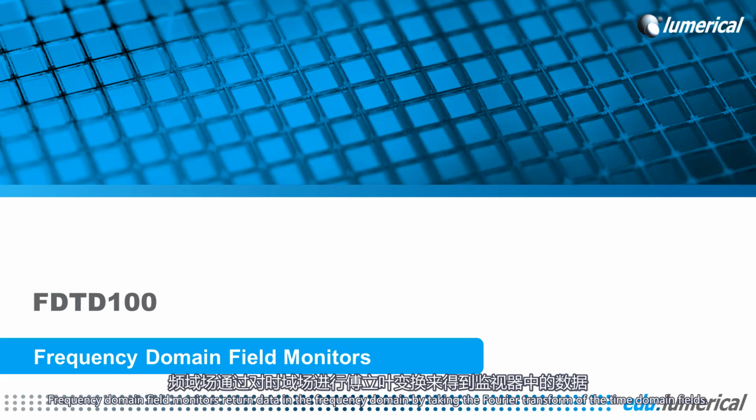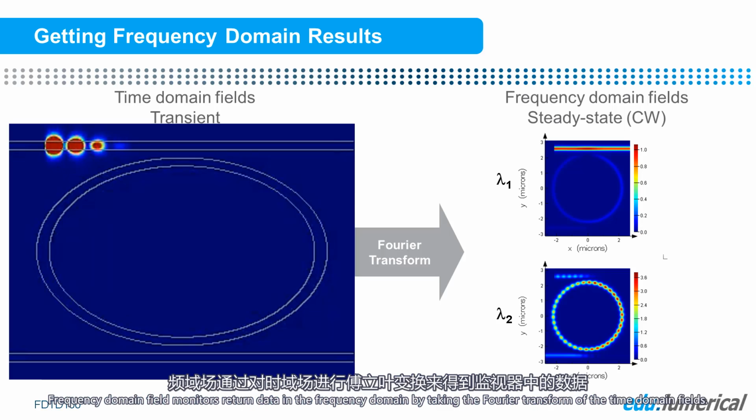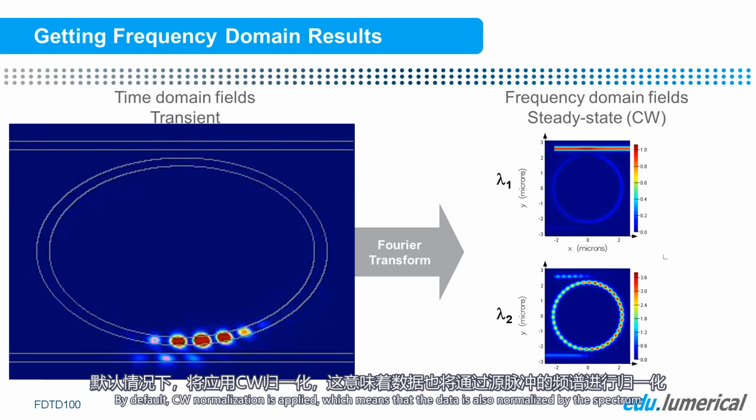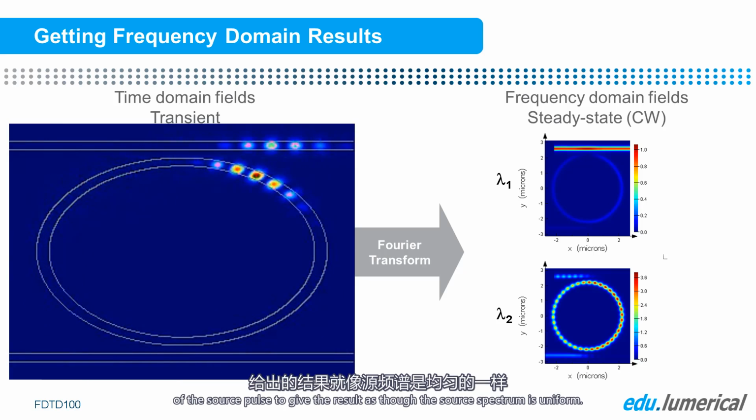Frequency domain field monitors return data in the frequency domain by taking the Fourier transform of the time domain fields. By default, CW normalization is applied, which means that the data is also normalized by the spectrum of the source pulse to give the result as though the source spectrum is uniform.